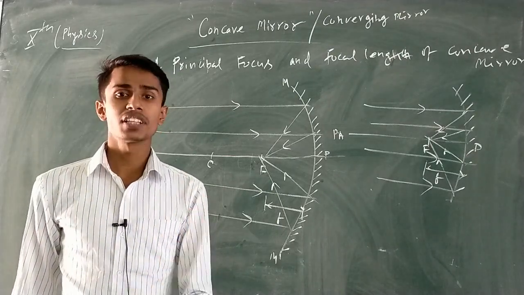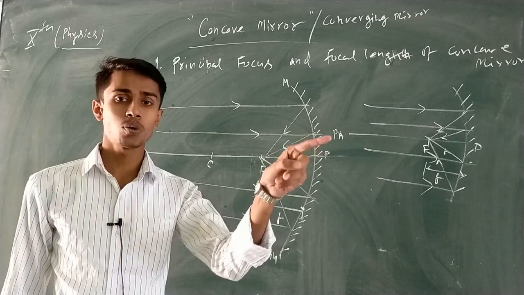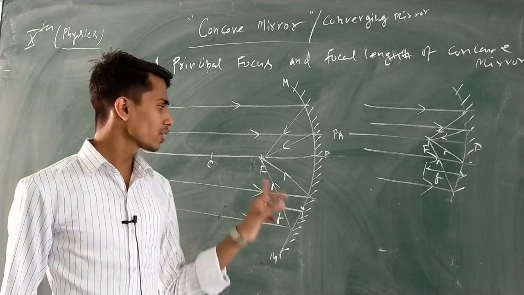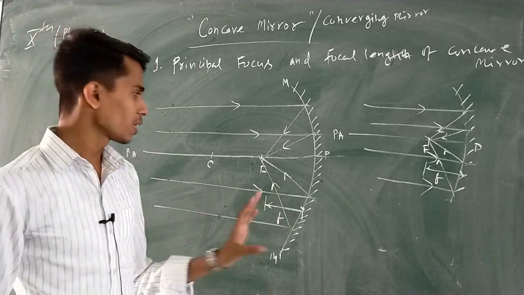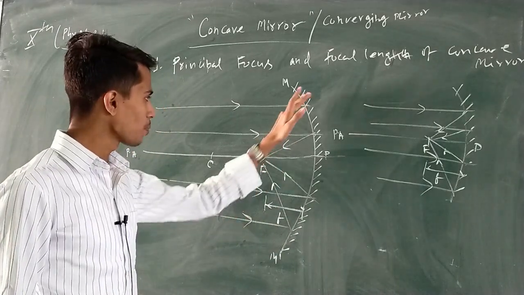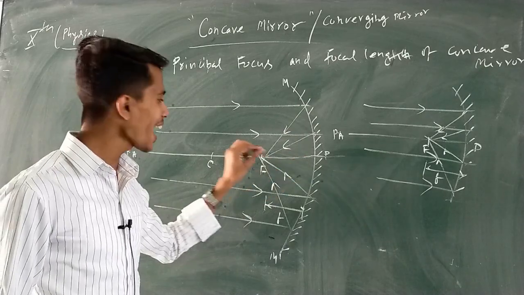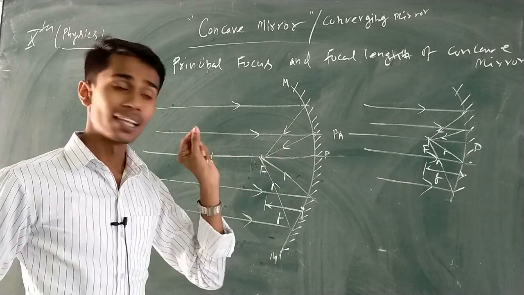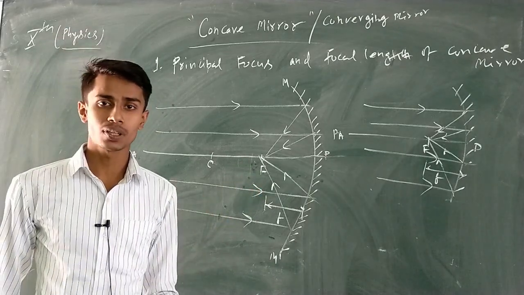Listen, a concave mirror has a real focus. What is the meaning of real focus? What is the meaning of virtual focus? The focus of a convex mirror is virtual. The focus of a concave mirror is real. Why has the principal focus of a concave mirror been termed real? Because after reflection from the mirror, all those rays of light which are parallel to the principal axis are actually intersecting in front of the mirror at a point on the principal axis. The actual intersection of light is happening at the focus. The concave mirror has a real focus.